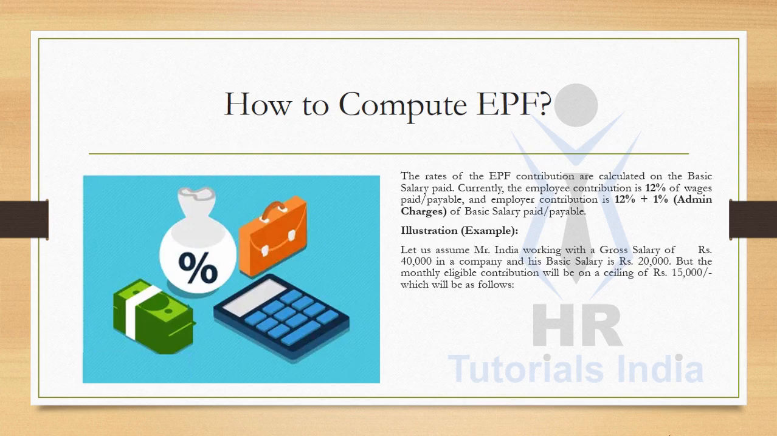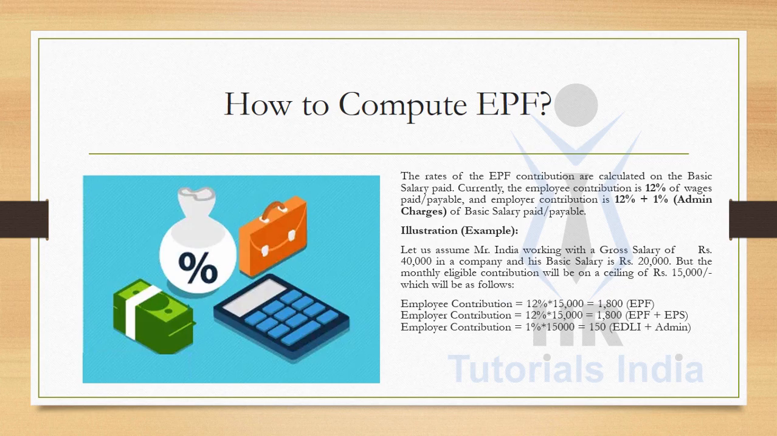Let us assume Mr. India is working with a gross salary of 40,000 in a company and his basic salary is 20,000 rupees. But the monthly eligible contribution will be on a ceiling of 15,000 rupees, which will be as follows. As we have seen, the ceiling for contribution towards EPF is 15,000 per month. We will be considering only 15,000 of the basic salary, which is 20,000 per month.